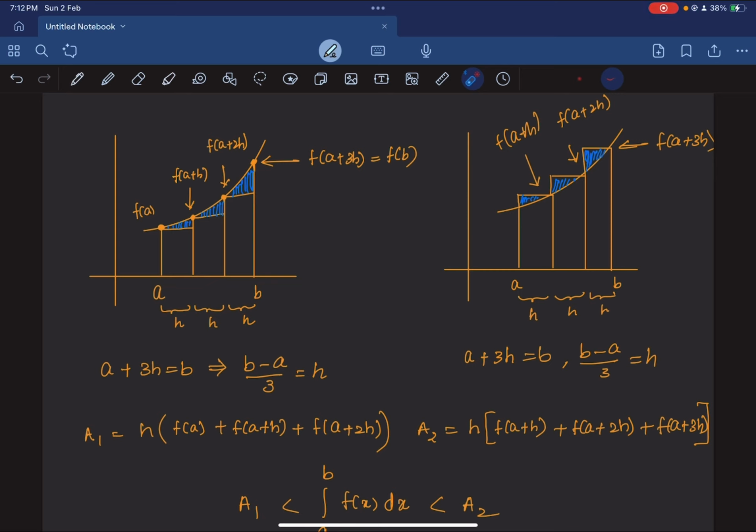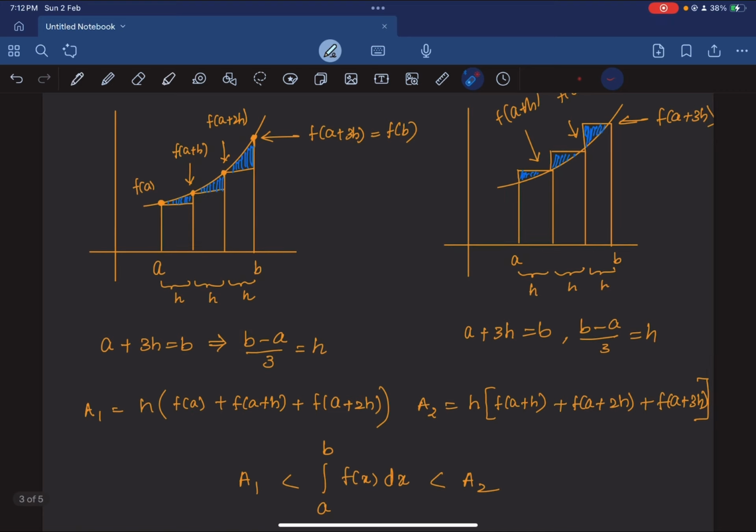Now the idea is the same. You compute the area of this particular rectangle, area of this rectangle, area of this rectangle, and then add them up to get the area under this curve. So a plus 3h is b, b minus a upon 3 is h. So now your a1 will be the area of the first rectangle, which is h times f of a, second rectangle h times f of a plus h, area of third rectangle h times f of a plus 2h. So that is what is written here.